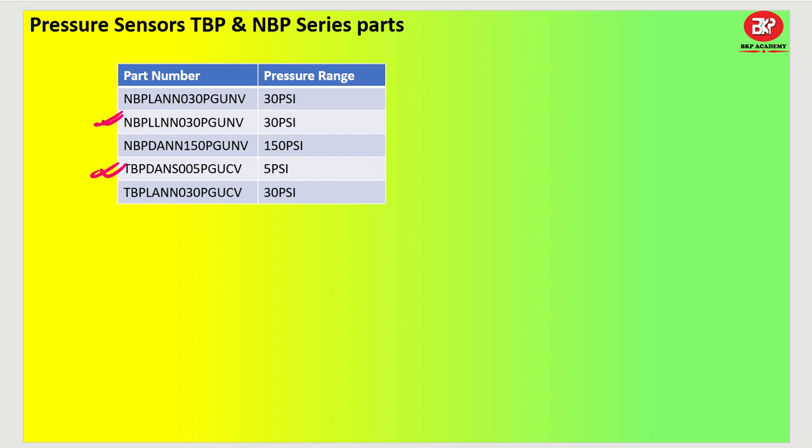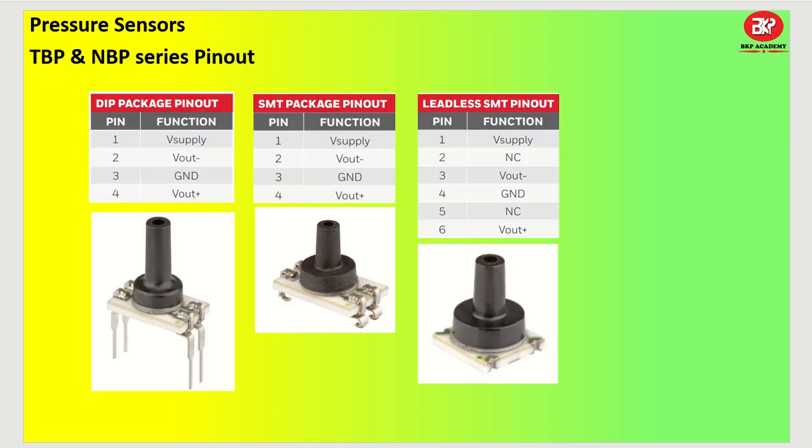Now let me give you an example of what are the different part numbers and their pin configuration. Okay, so this is very important. So if you see the DIP package type, I have taken here a barbless picture, but it is available with barbed type as well. Okay, and without port as well. So first of all, you have to understand DIP package means pin number 1 will be your supply voltage, 2 will be your V out minus, 3 will be your ground, and 4 will be your V out plus. Okay.